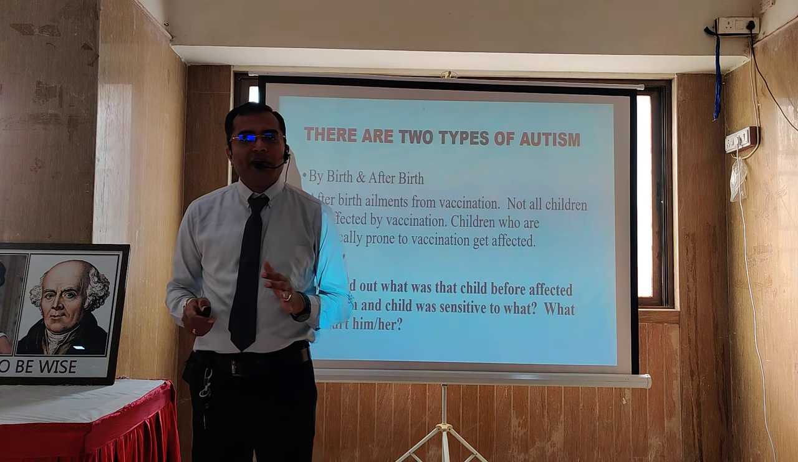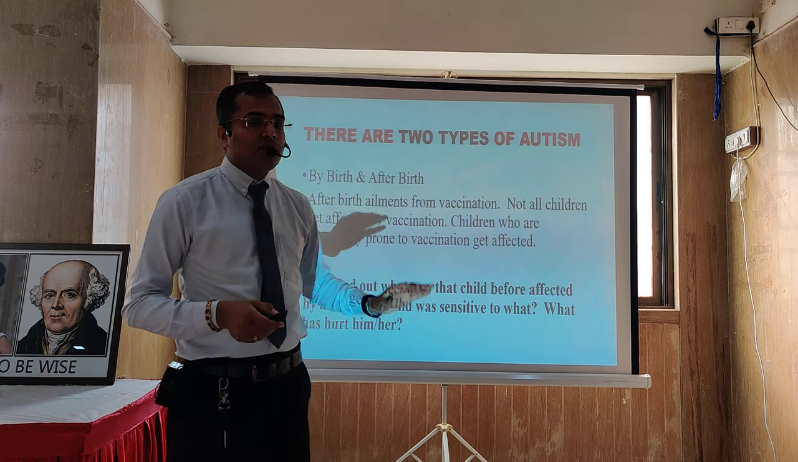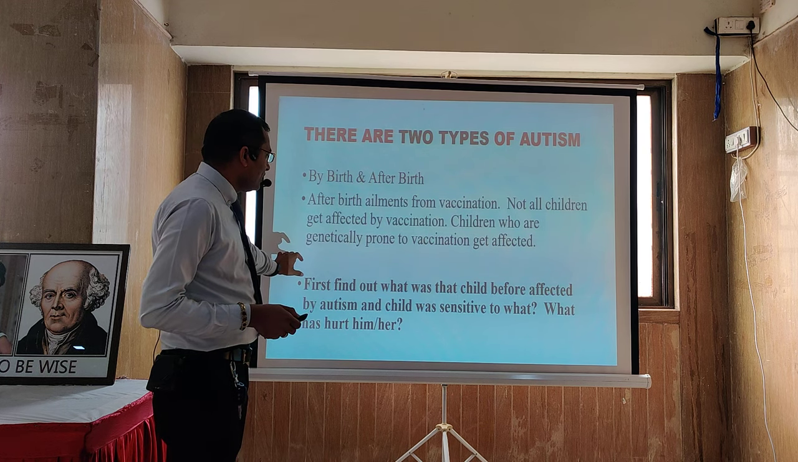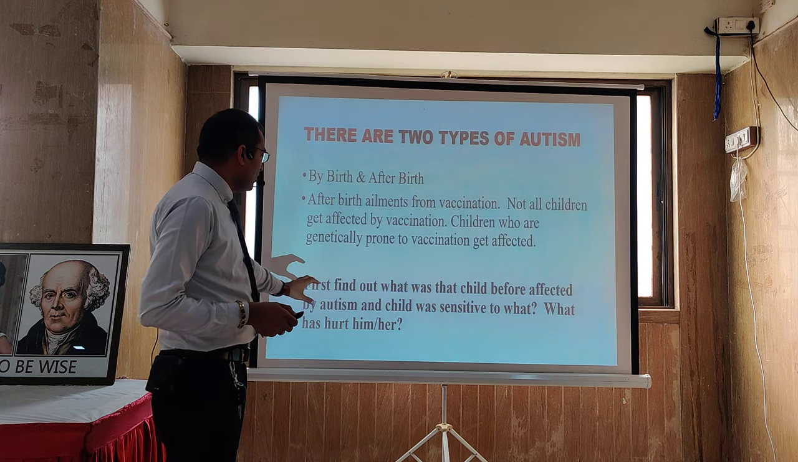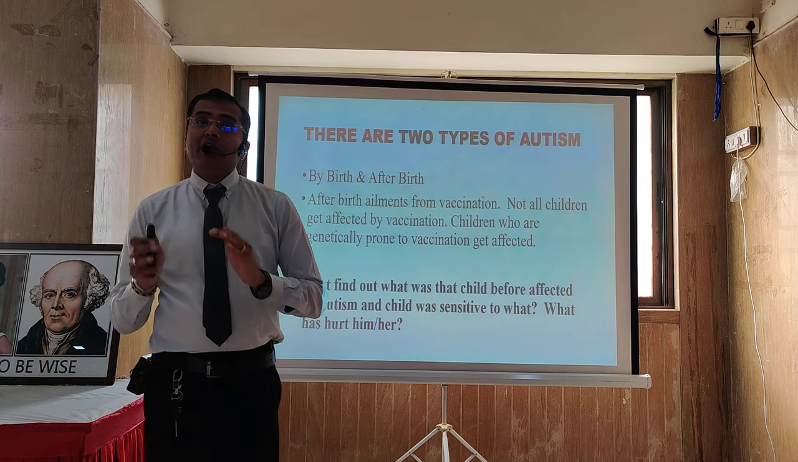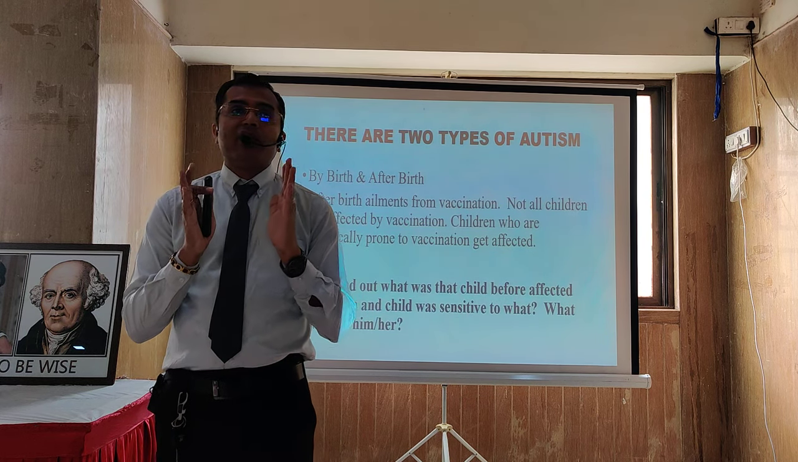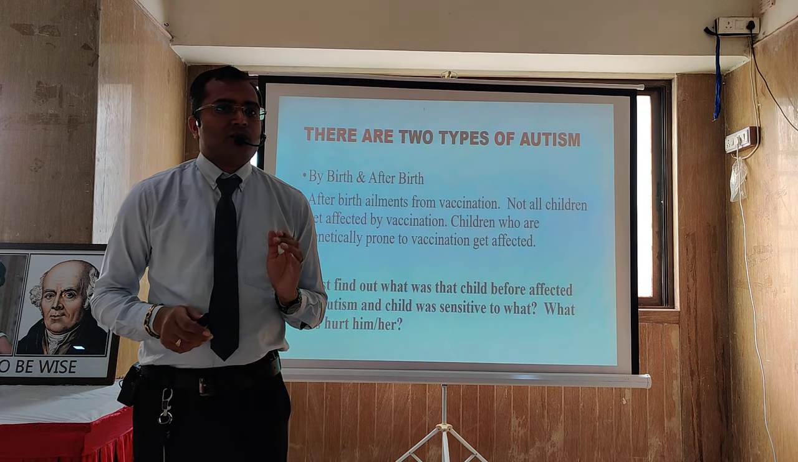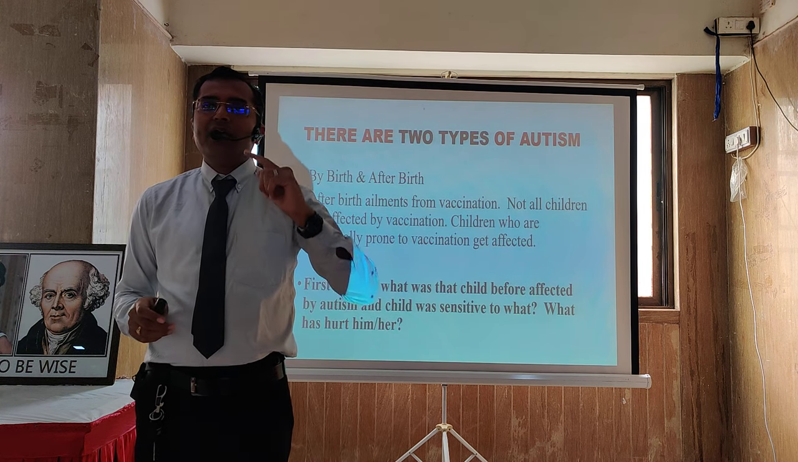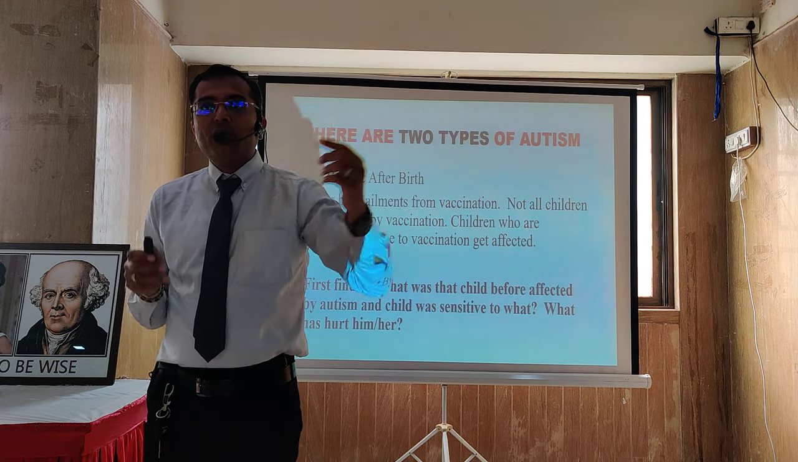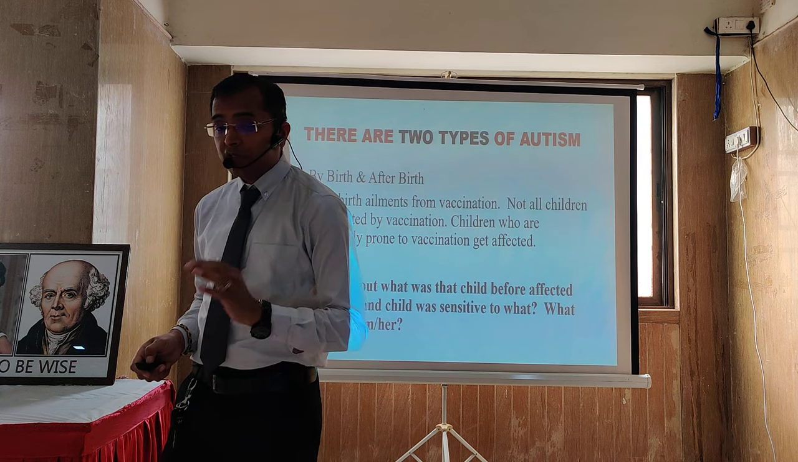So what you need to find out first is what the child was like before being affected by autism, what the child was sensitive to and what hurt him. Here you need to find out the sensitivity of the child. What was the hurting point of the child that can lead to this process? Now what was the process? We have to understand the process first.